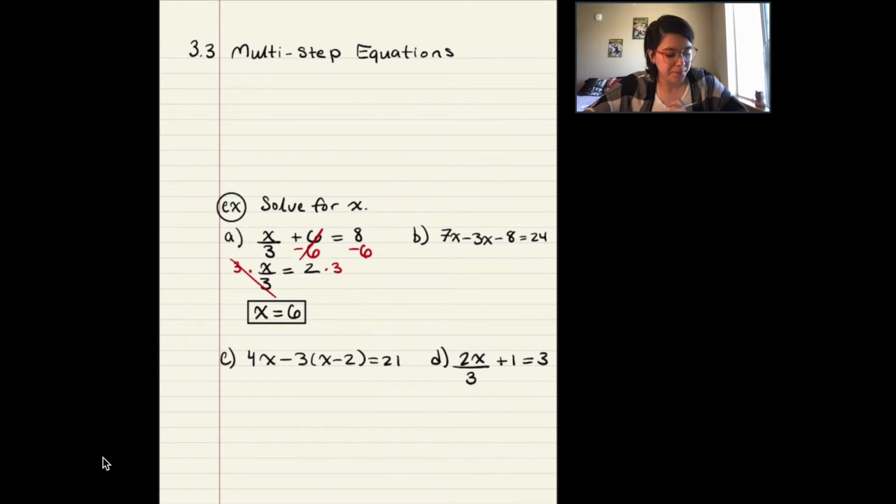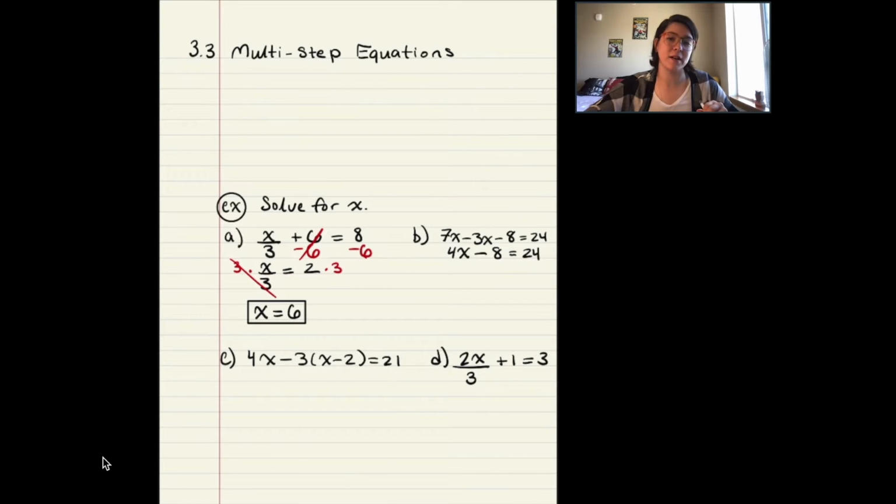So for b, we have 7x minus 3x minus 8 is equal to 24. For this one, we're going to have to do a little bit of simplifying first. If you notice, 7x and 3x are like terms because they both have a variable, x. So let's combine those first and then work from there. So we have 7x minus 3x. We combine our coefficients. So we have 7 minus 3, which would just be 4x. So 4x minus 8 is 24.